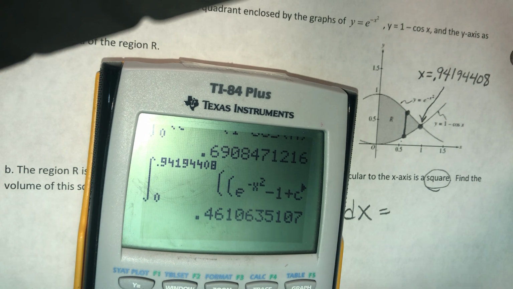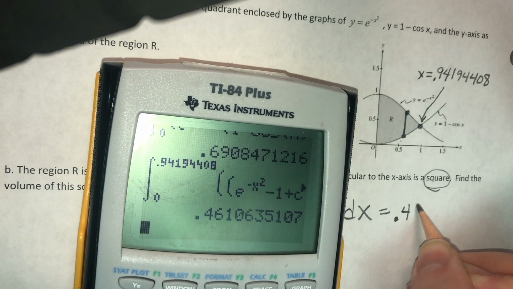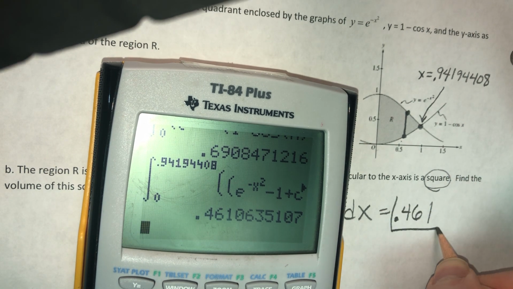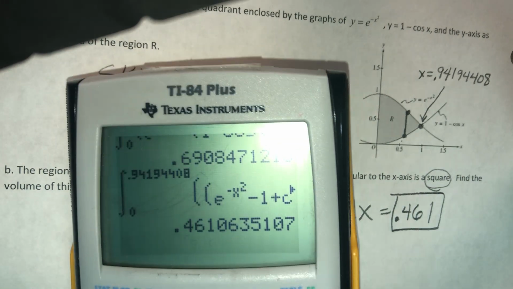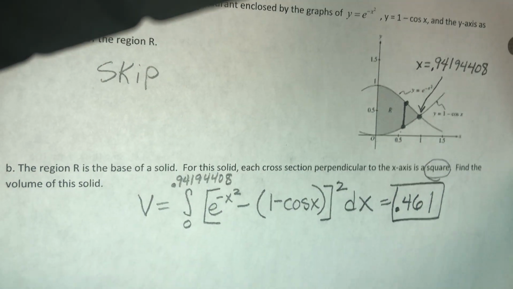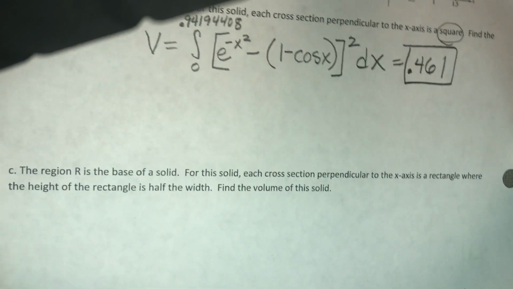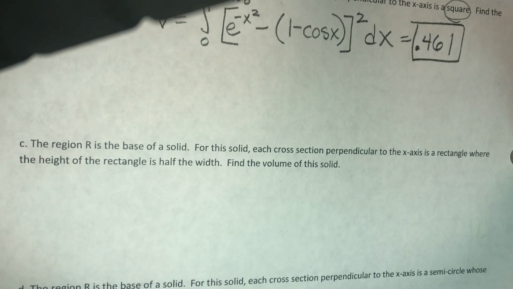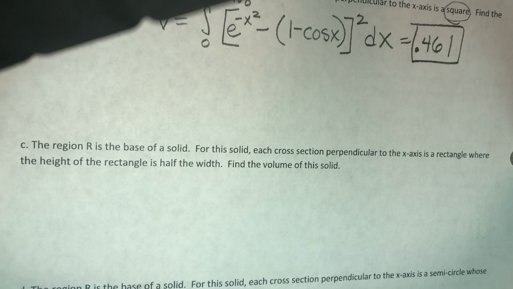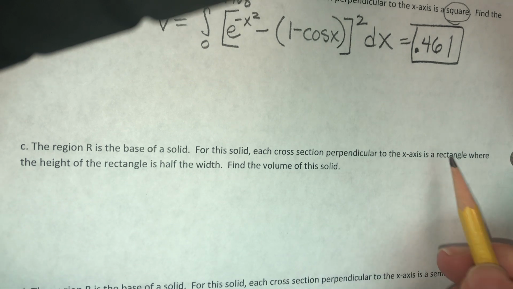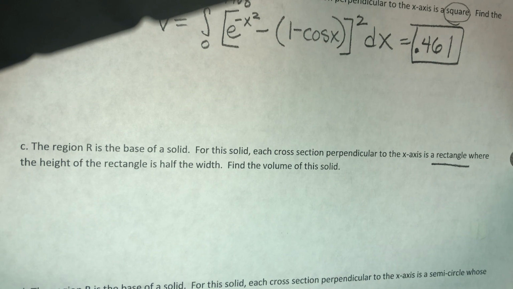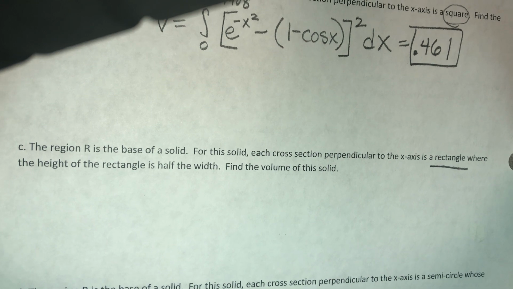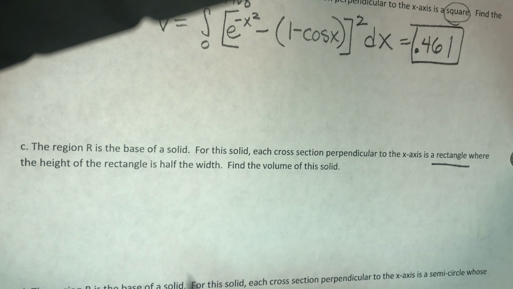There, it gave it to me. 0.461. Persistence pays off. Okay. Now, C. The region R is the base of a solid. For this solid, each cross-section perpendicular to the x-axis is a rectangle where the height of the rectangle is half the width. Find the volume of this solid.